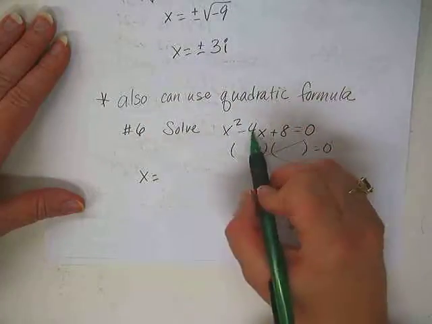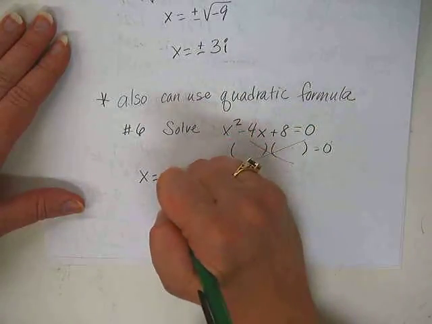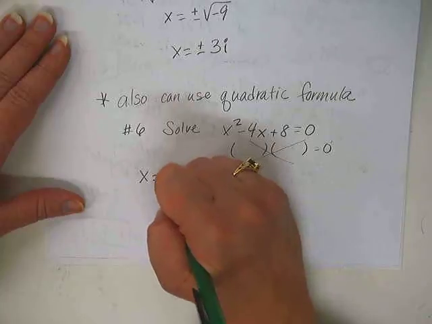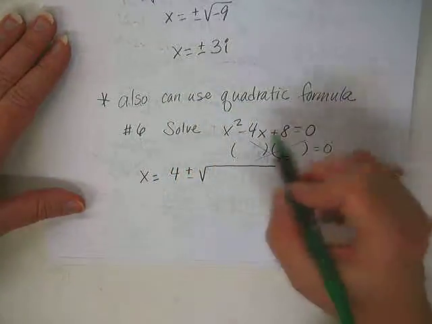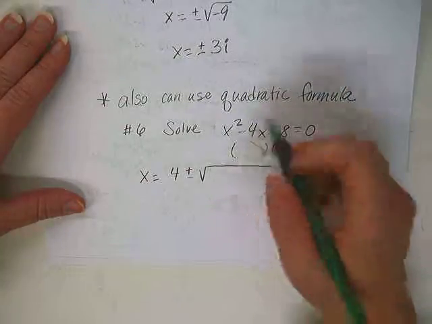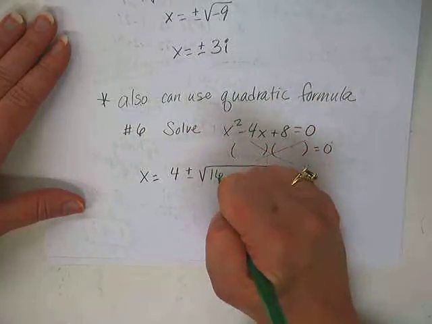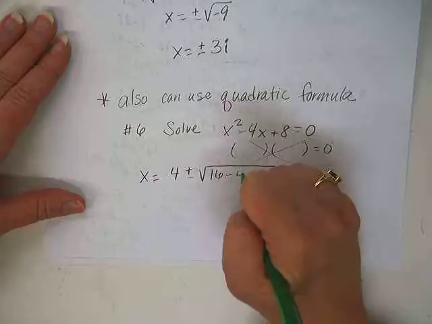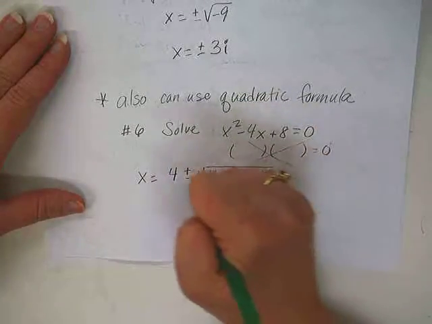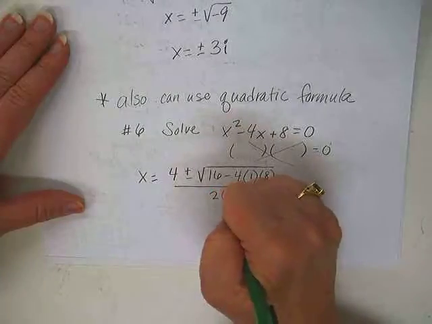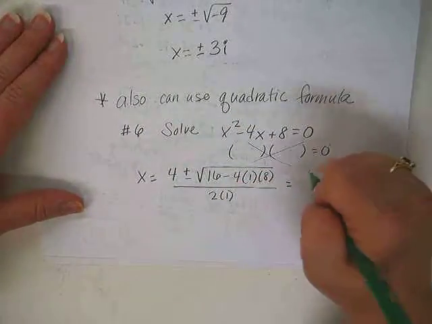X equals -b, so b is -4. So a -4 is a +4. Plus or minus the square root of b squared, so -4 squared is 16, minus 4 times a times c, all over 2 times a.